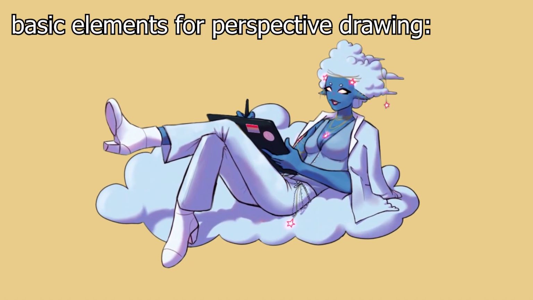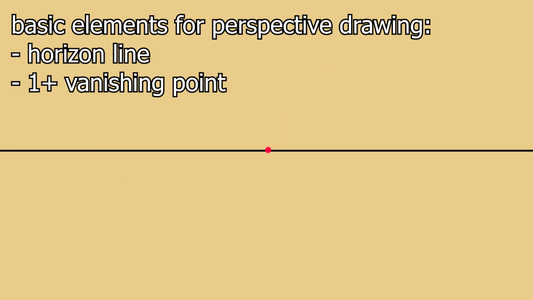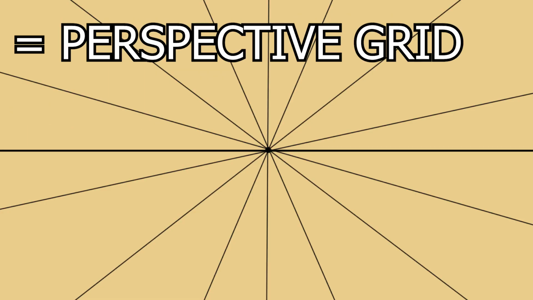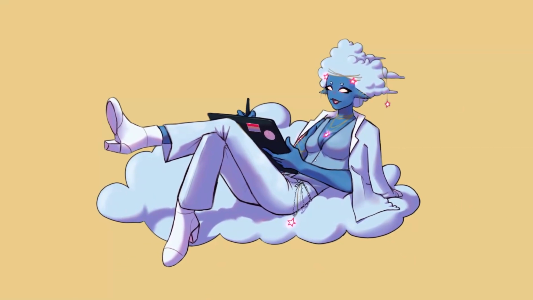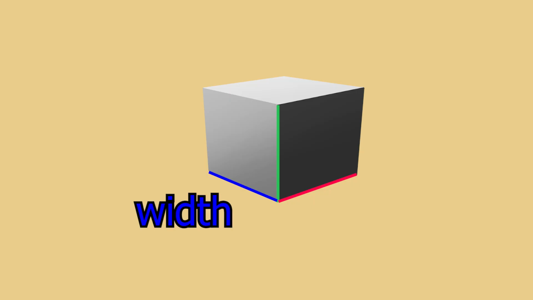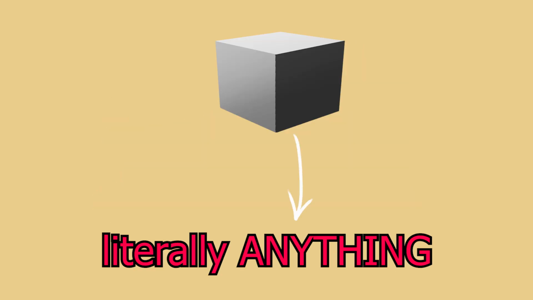Now you know the basic elements that you'll need for perspective drawing: a horizon line, 1 or more vanishing points, and lines that converge in the vanishing point. We call this the perspective grid. The final thing you need is an object to draw. The object we started with is the cube because it has all 3 dimensions as its lines, so it explains perspective most efficiently. It has width, height, and depth. Starting with the cube will enable us to draw literally anything in perspective later on.